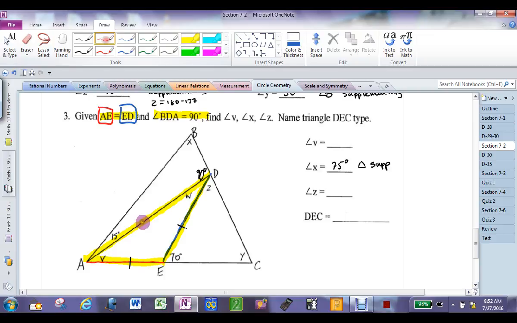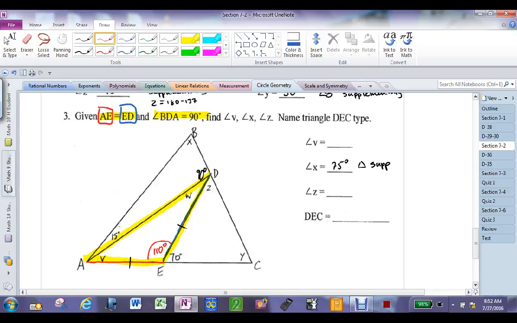What's this angle right here? If this is 70, what's this? 110. How many degrees does this whole triangle get? I've got 110 right there. What do I know about these two? They're equal. So what must it be? 55.